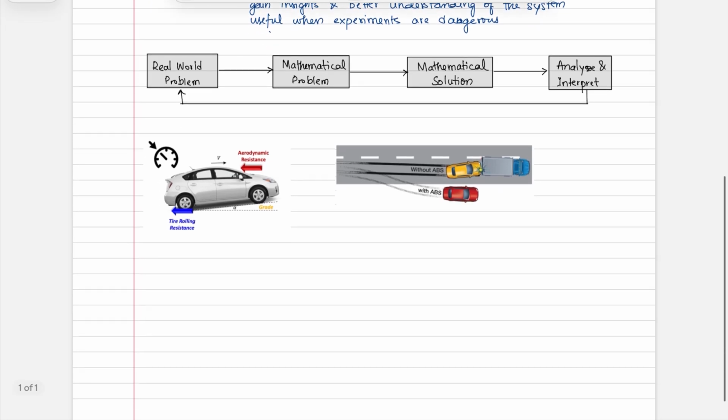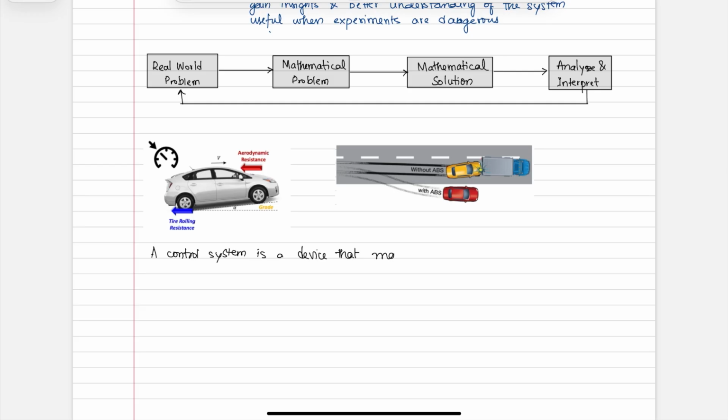So to put this down in words, I would say then that a control system is a device that manages the behavior of a system so as to attain a specific performance target or requirement.